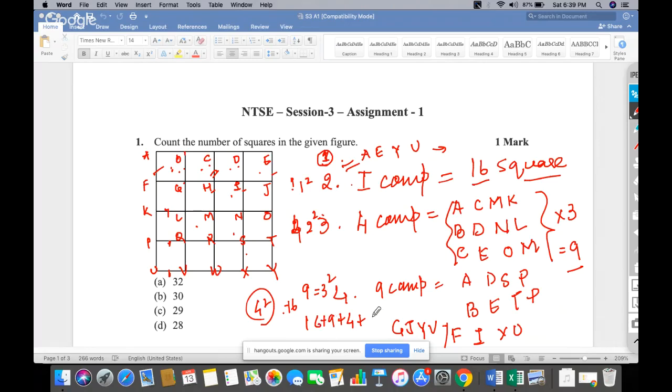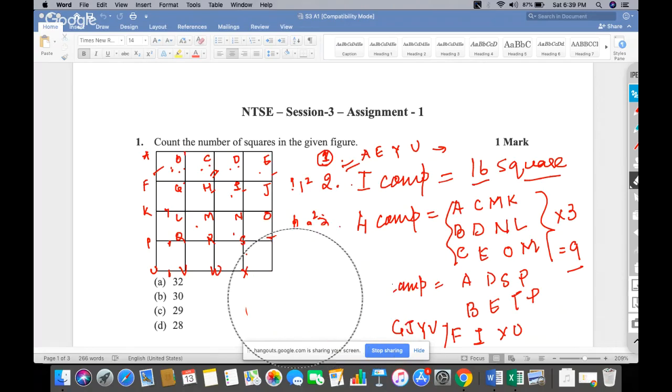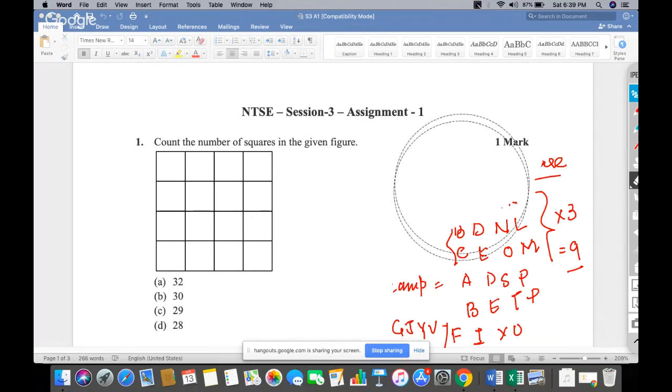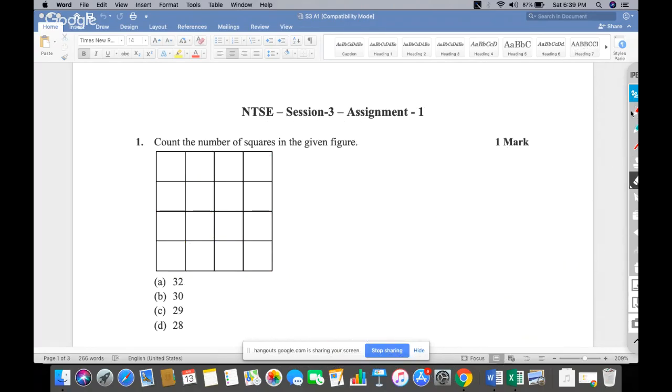So 16 plus 9 plus 4 plus 1, how much is it? It comes out to be 30. So how much do you get? You get 30. So 30 is the right answer. Now let me go to another question.